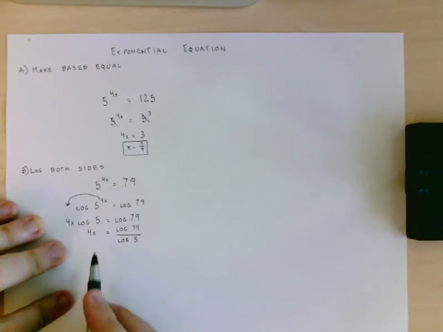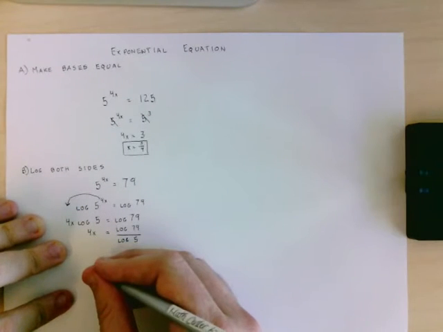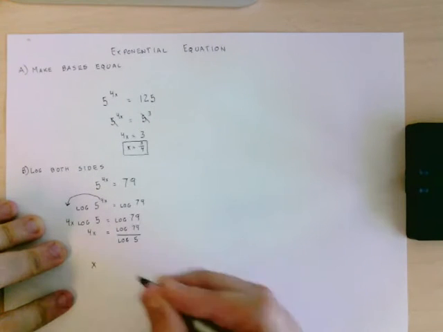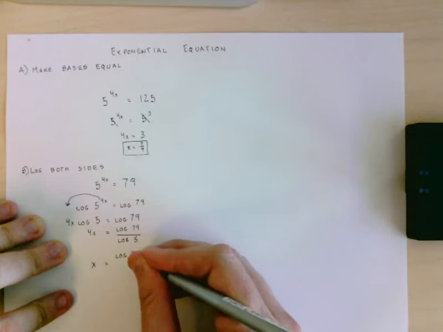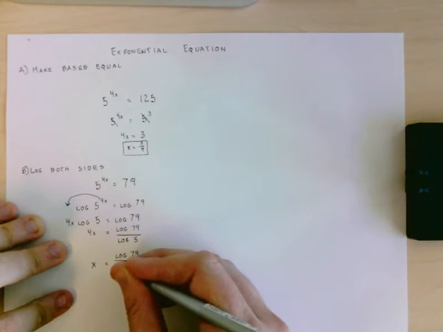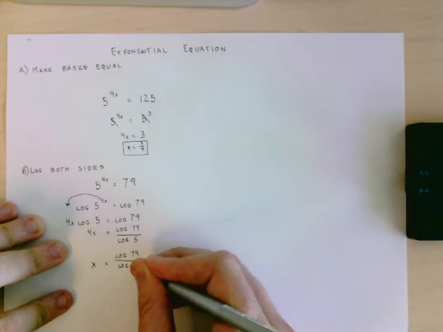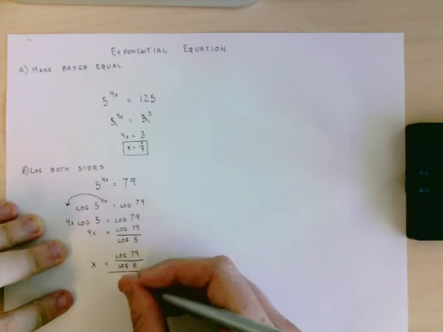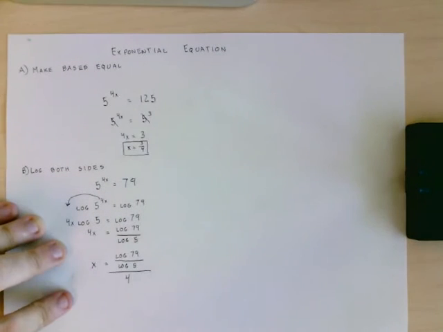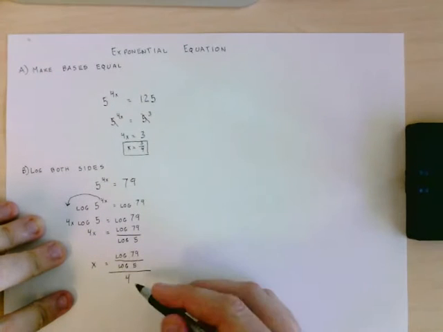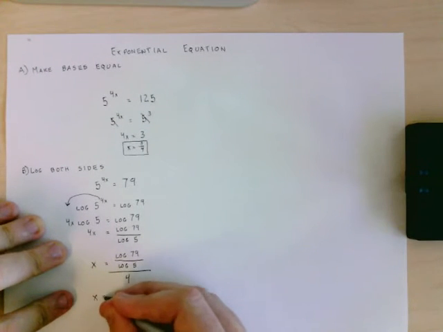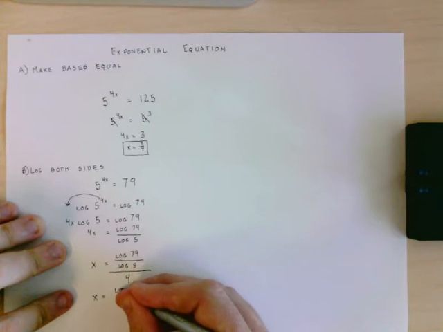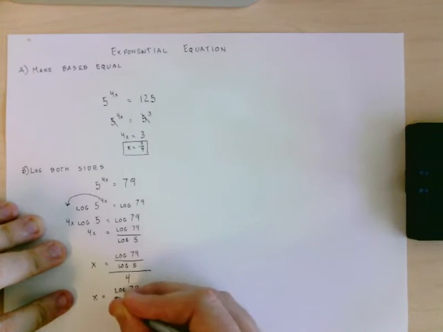And then my last step to get the x on its own is just to divide the whole thing by 4. Going to get x equals log base 10 of 79 over log base 10 of 5 over 4. And an easier way to write that, if you have two denominators like this, you can actually just multiply them together. Our final answer is going to be log base 10 of 79 divided by 4 log base 10 of 5.